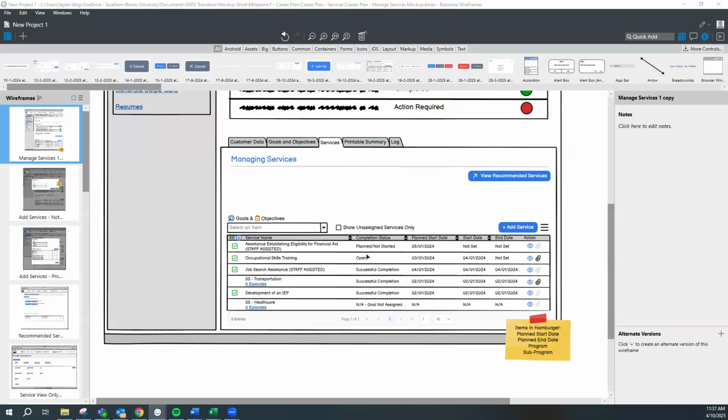And yeah, so we'll reorder that so it goes open and then plan not started, successful completion, unsuccessful completion, and then the NA goal not assigned. So if you're the career planner and you're needing to go in and fix these goal not assigned, you could click this really quick just to pull those up and get them assigned to a completion status and do what you need to do. And then you would still be able to filter by goal and objective.